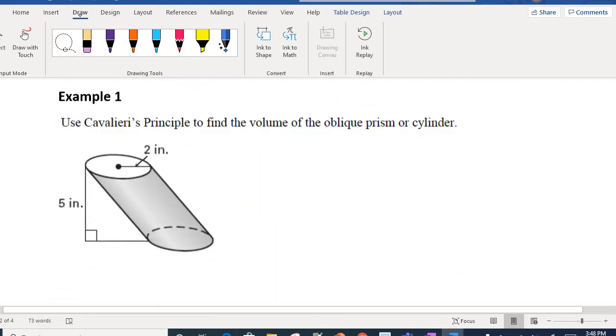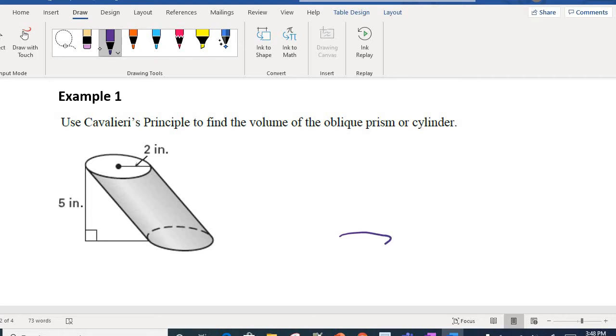Well, if we use Cavalieri's principle to find the volume of this oblique prism, this would be very similar then to saying, well, couldn't I draw the figure like this? Make it a right prism with a radius of 2. And now the height being 5 as a standard perpendicular height. So the argument here is that these two figures would have the same exact volume.